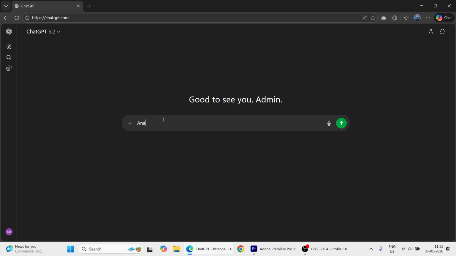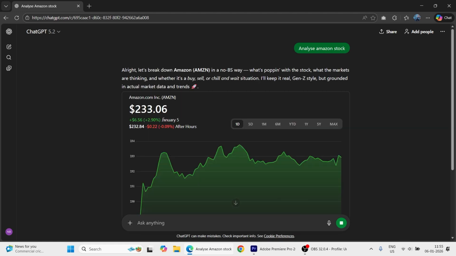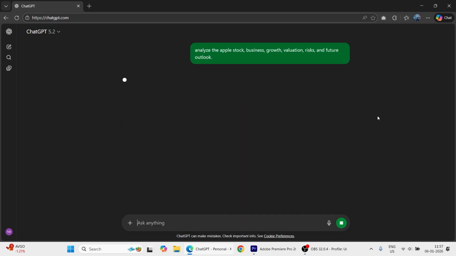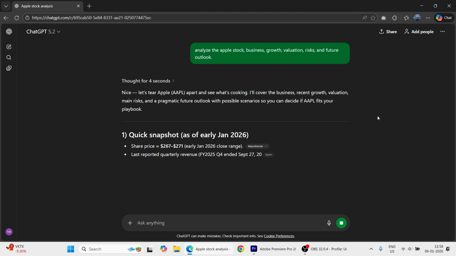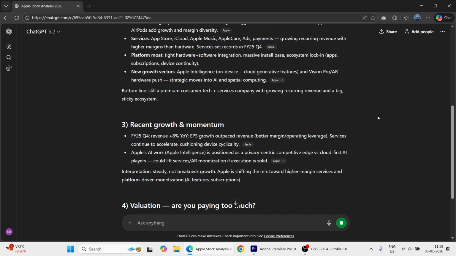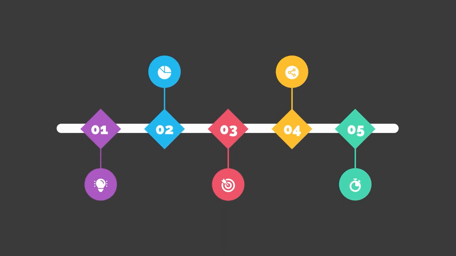The biggest mistake investors make is asking AI vague, unfocused questions. When you ask vague questions, you get vague answers. And vague answers are useless for real investment decisions. People also try to do too much in one prompt. They ask AI to analyze the business, growth, valuation, risks, and future outlook all at once. That's not how professional investors think, and it's not how AI works best either. To fix this, you need structure, and that structure starts with the first rule.